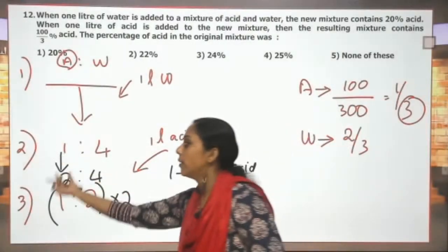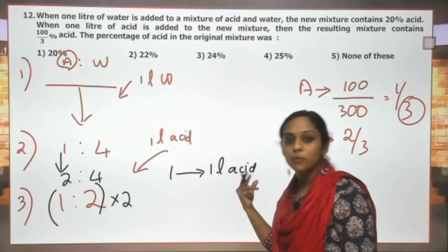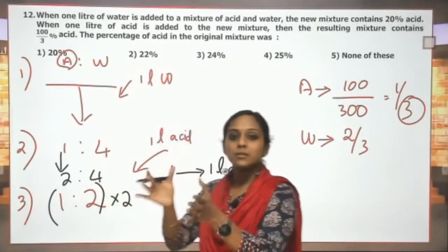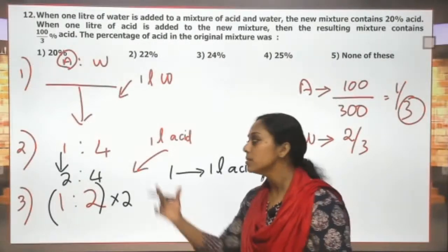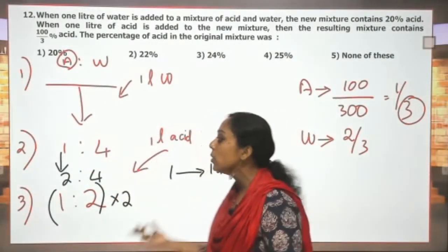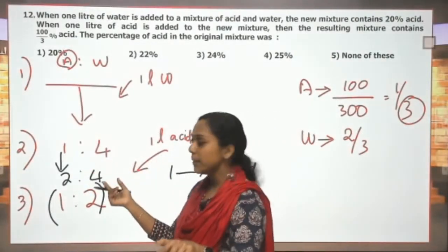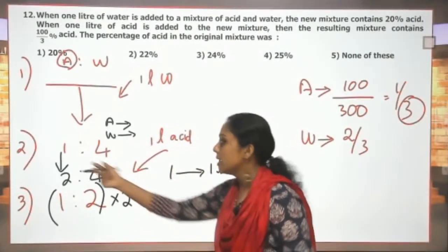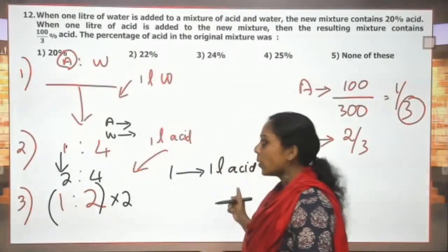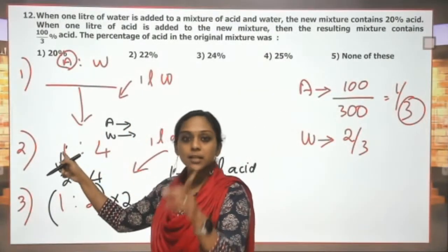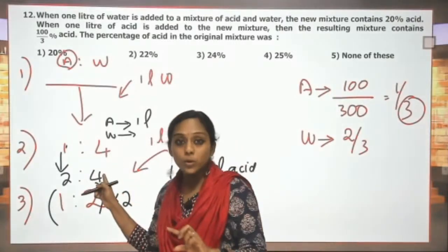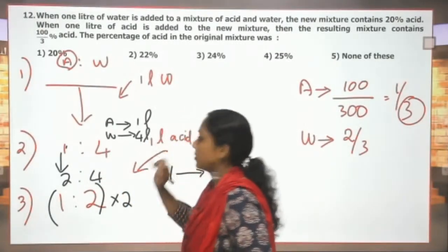The numbers in this ratio represent the exact value, so that I can say in the second mixture how much acid, how much water was there. See, this vertical height 1 represents 1 liter, so this acid content is also 1 liter. This acid is 1 liter, and how much water was there? 4 liters of water was there.